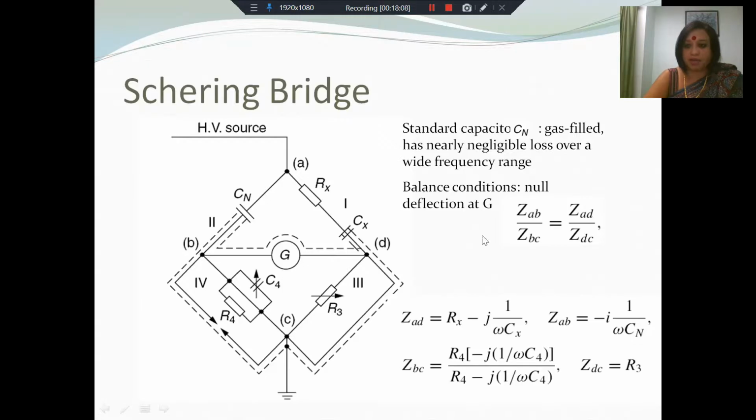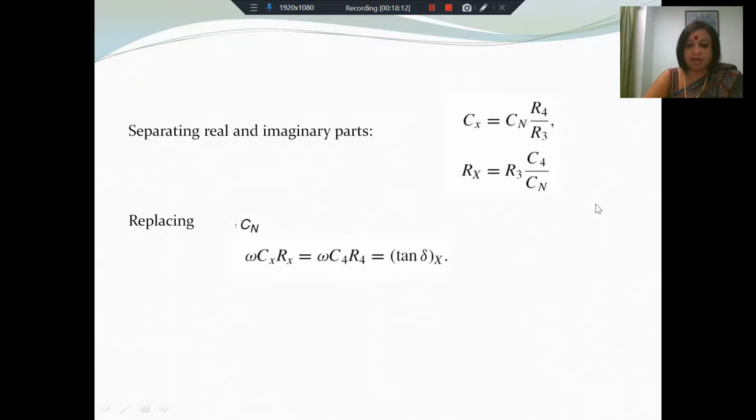So you have an equation here. Take out the real parts, equate with the real parts here, equate the imaginary parts. Equating the real parts, you get Cx is equal to Cn into R4 by R3, and Rx is equal to R3 C4 by Cn. You can also obtain tan delta x to be equal to omega Cx Rx, which is again equal to omega C4 R4. Now you may note that this tan delta quantity is dependent upon the frequency of measurement.